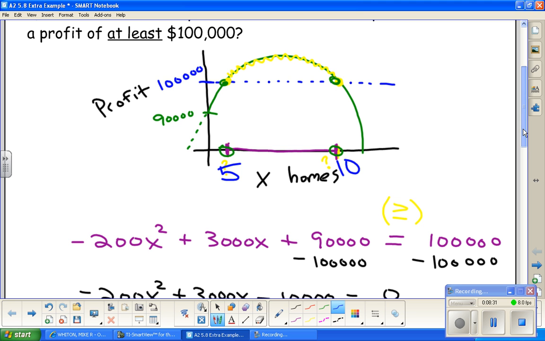So we can see if he sold 5 homes, his profit was $100,000. Also, if he sells 10 homes, his profit, again, is $100,000. And we can see based on the graph that anything in between those, 6, 7, 8, 9, all of those times the profit is above $100,000, so that is what we're looking for. That is going to be our answer, any value in between 5 and 10.